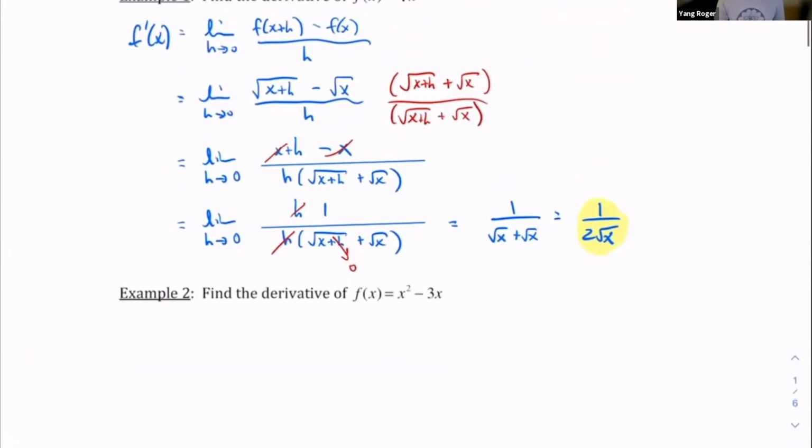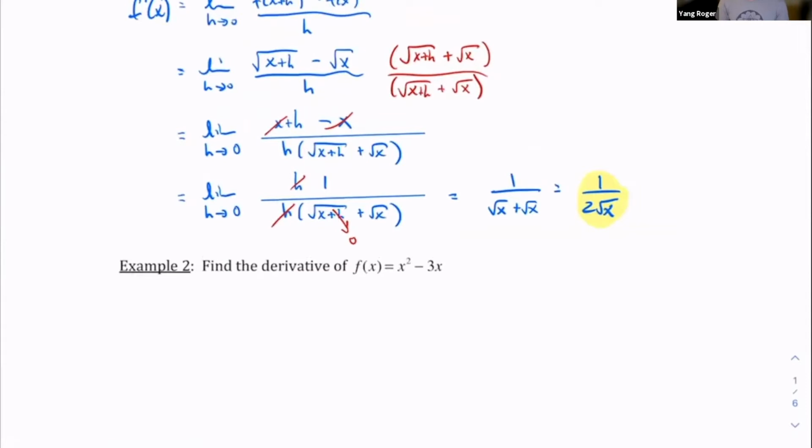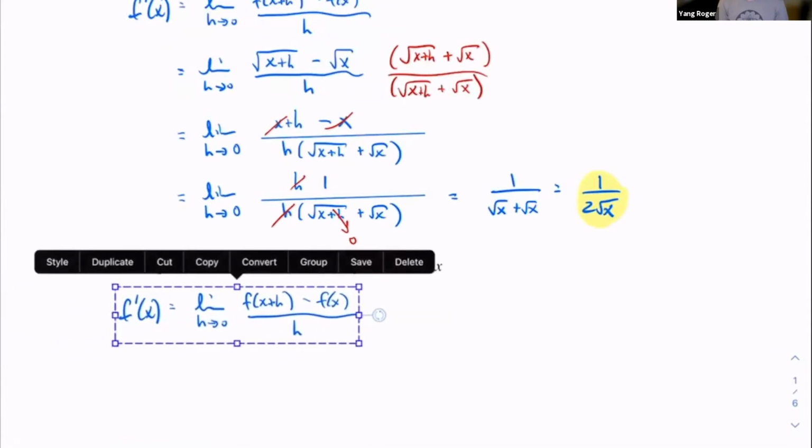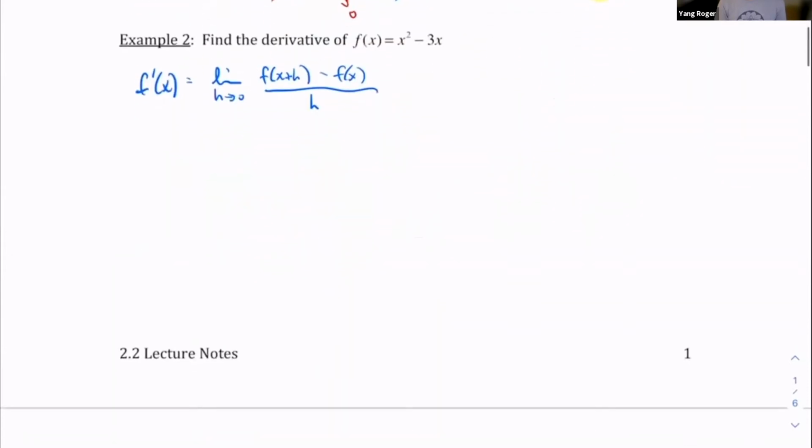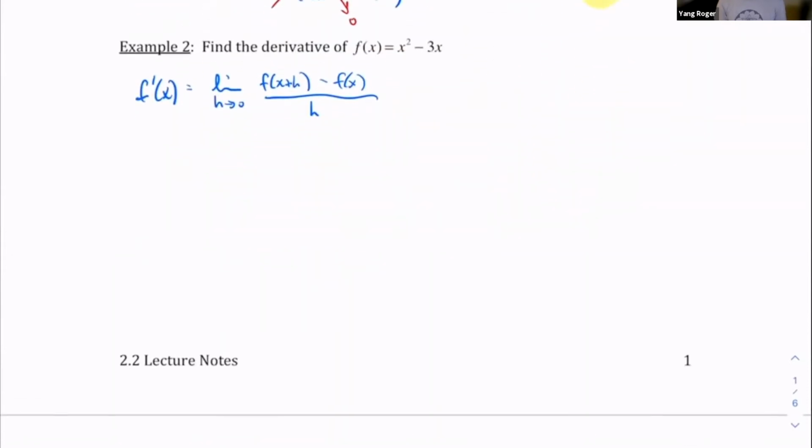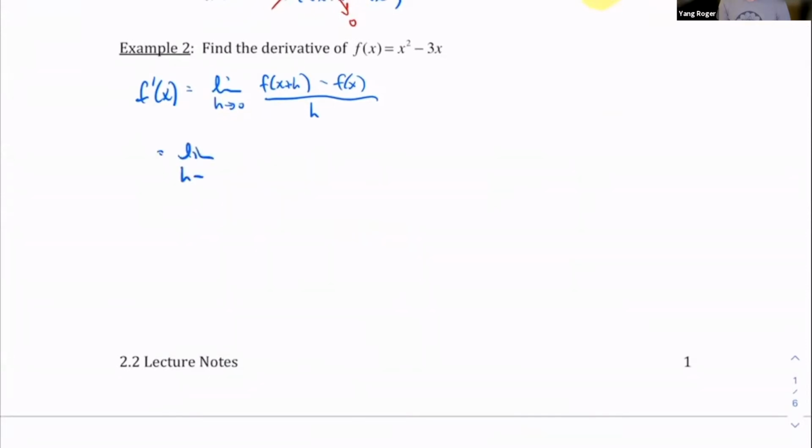So we want to find the derivative of this guy. I don't know if it's necessary to keep copying this definition, but it doesn't hurt to copy it, I guess. And what we're going to do is we're just going to substitute in. So we're going to get the limit as h goes to 0. We're going to get x plus h squared minus 3 times x plus h. That's the first part. So maybe I'll put square brackets around there.